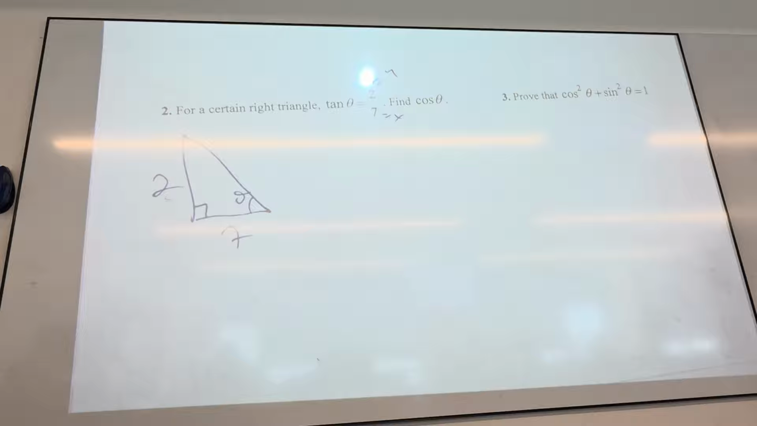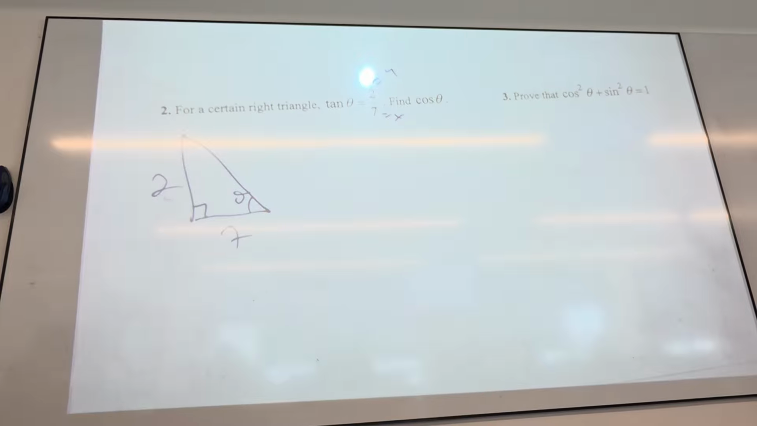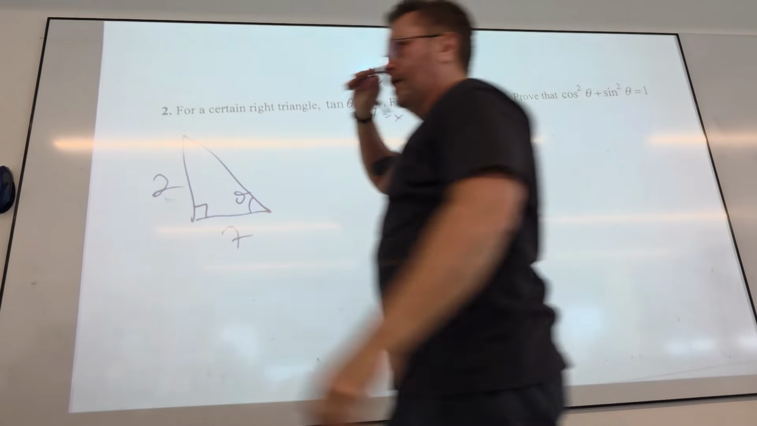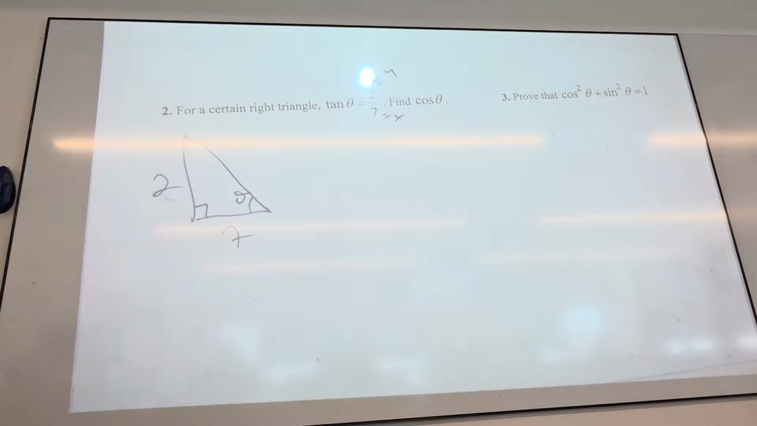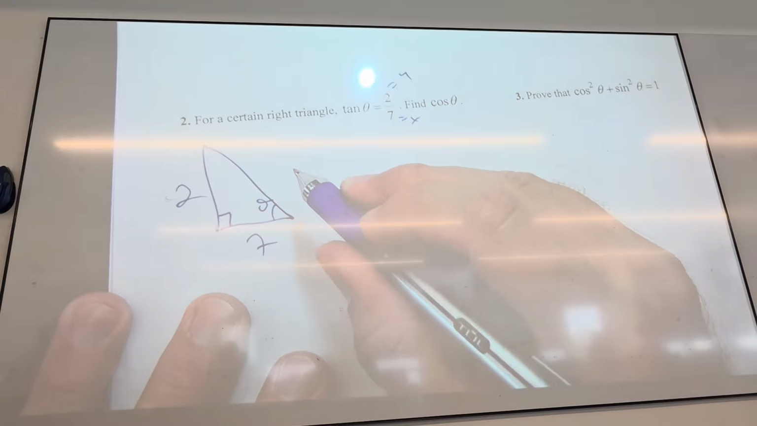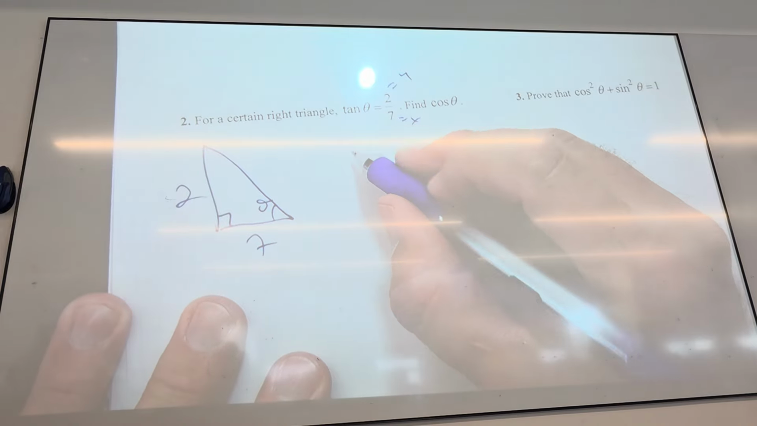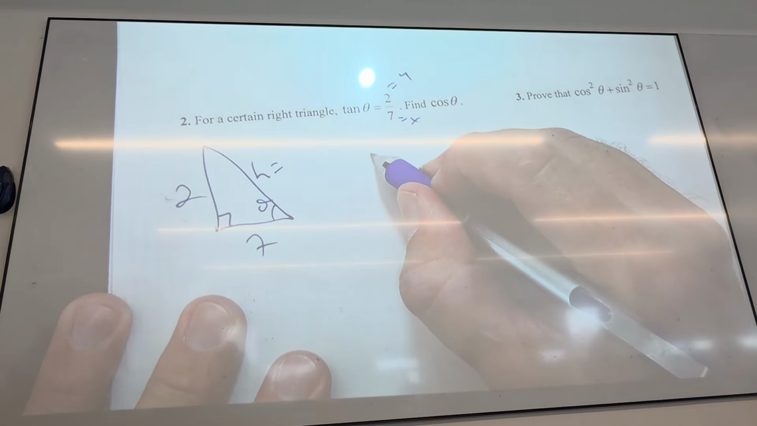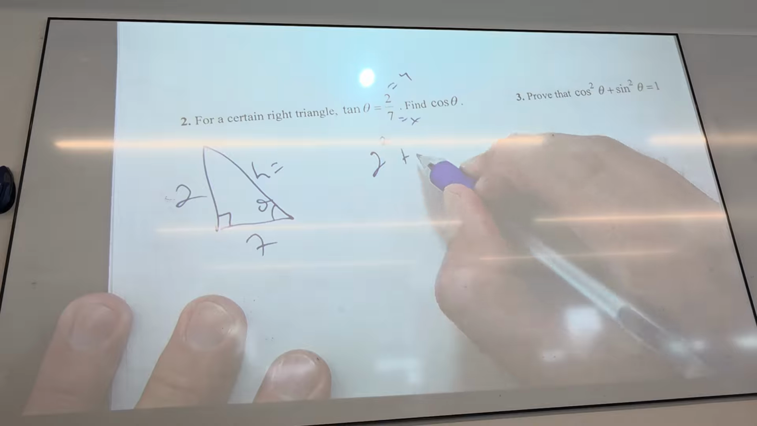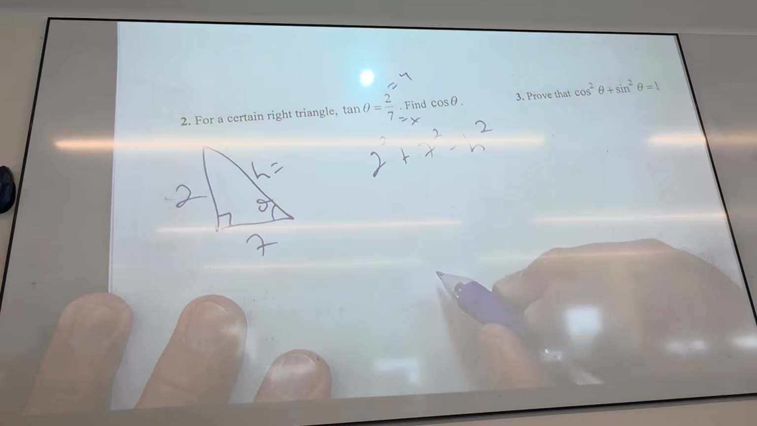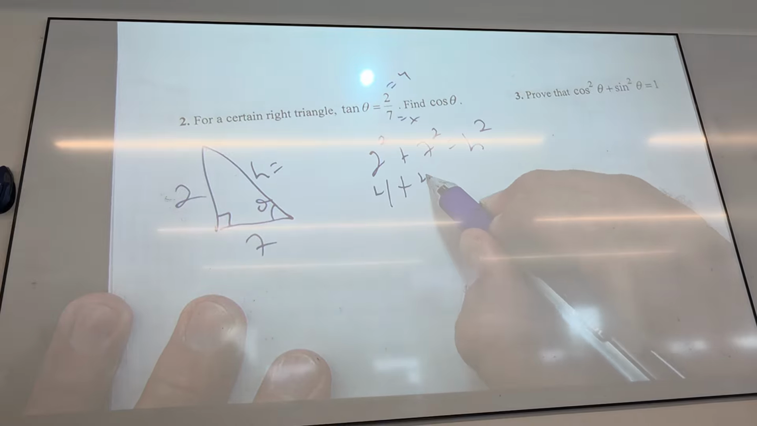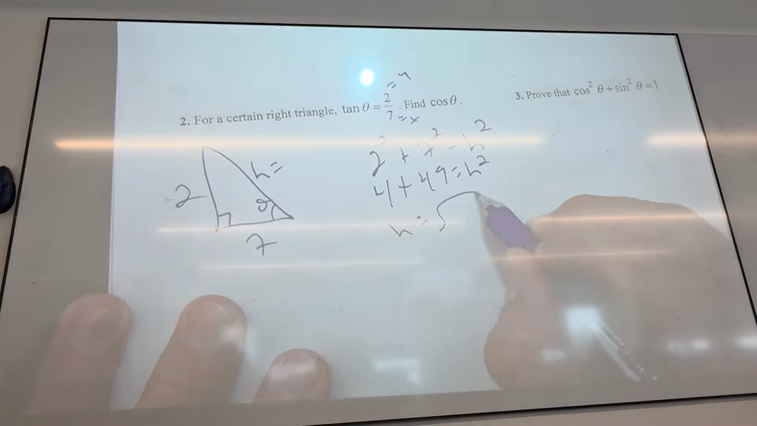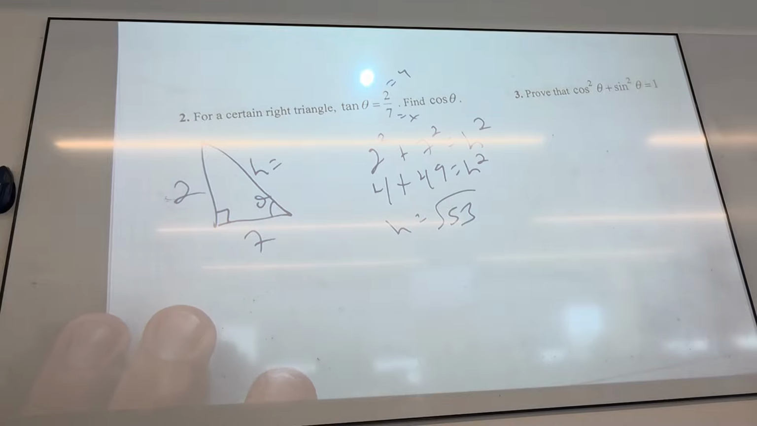So what do I need to answer the question? Do I have what I need to find cosine theta? What am I missing? The hypotenuse. Who am I going to get help from? Someday somebody's going to say old Greek dude. So we'll use old Greek dude to figure out the hypotenuse. How do I do that? 2 squared plus 7 squared, so we get 4 plus 49. I get h is the square root of 53. Is that cool? Yes. And then what's cosine?